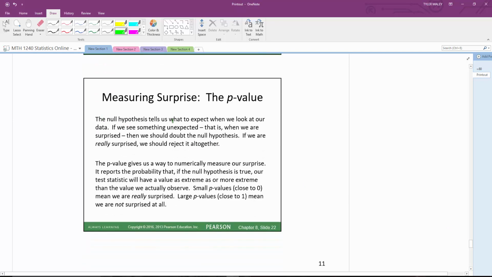So the null hypothesis tells us what to expect when we look at our data. If we see something unexpected, that is, when we are surprised, then we should doubt the null hypothesis. If we are really surprised, we should reject it altogether. So the p-value gives us a way to numerically measure this, to measure our surprise. How unusual is this? It reports the probability that, if the null hypothesis is true, our test statistic will have a value as extreme or more extreme than the value we actually observe. Small p-values close to 0 mean we are really surprised. Large p-values closer to 1 mean we are not surprised at all. So that's how we can interpret those.